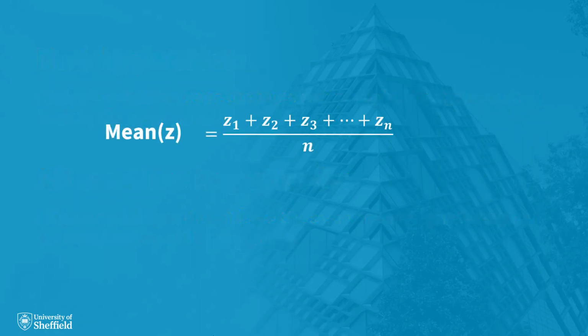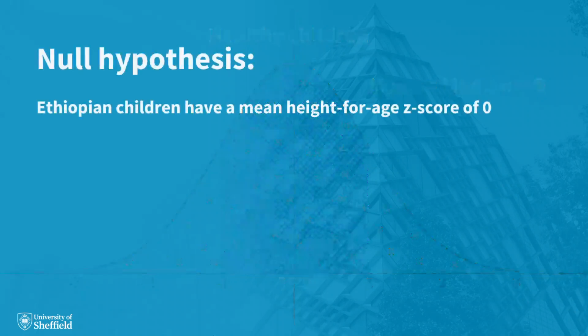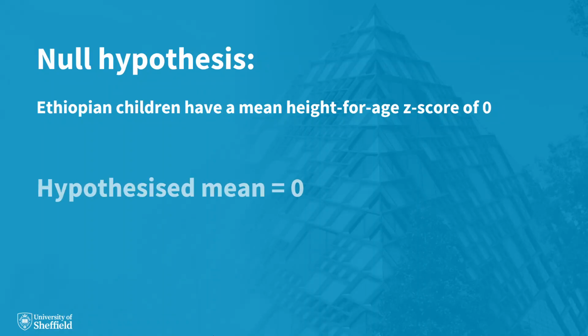So to find the mean height for age of all healthy children, we simply add up all their z-scores and then divide by the number of children. Assuming the distribution of healthy children is perfectly normal, then the mean z-score will be 0. In other words, exactly the same as the median. So we can re-express our null hypothesis to state that Ethiopian children have a mean height for age z-score of 0. We call this the hypothesized mean.